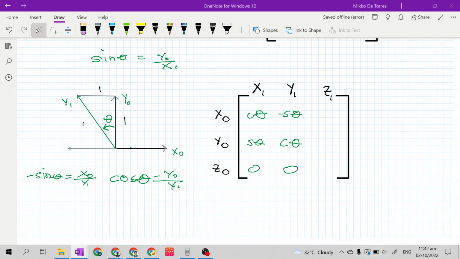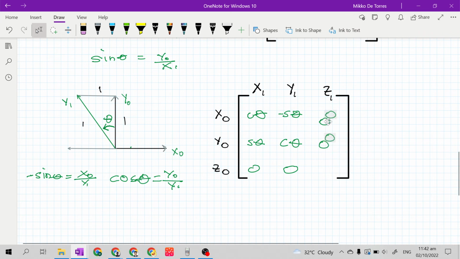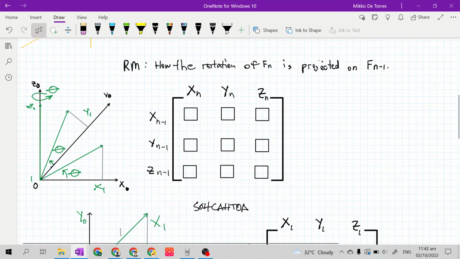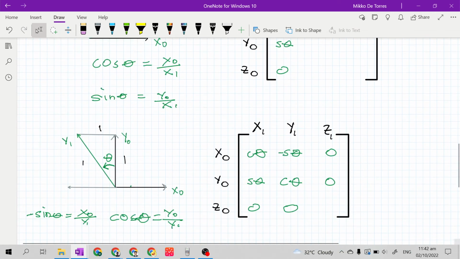So there will be no angle of projection, so their elements will become 0. While the projection of z sub 1 on z sub 0 will become 1. So why 1? Because again, we assume that all sides, even the axes, are measured as 1 unit. Okay?